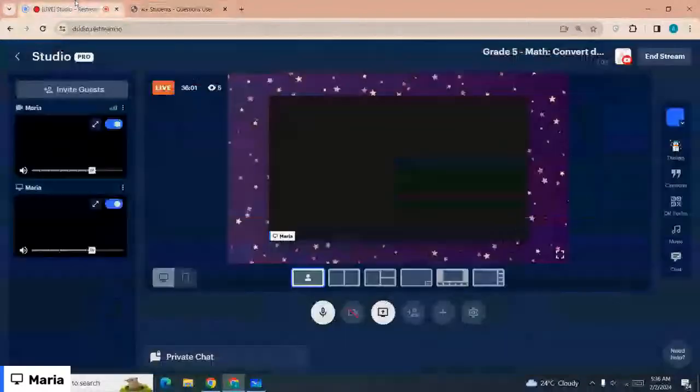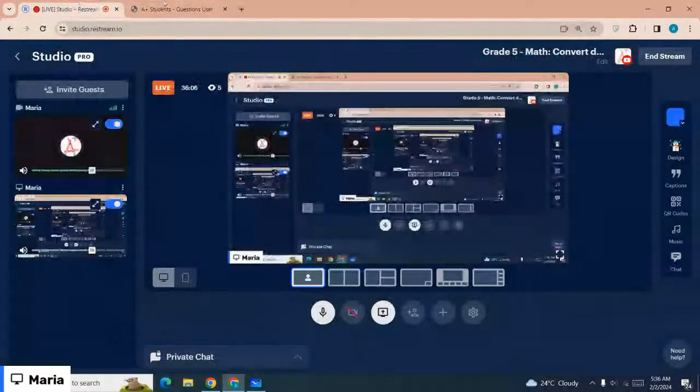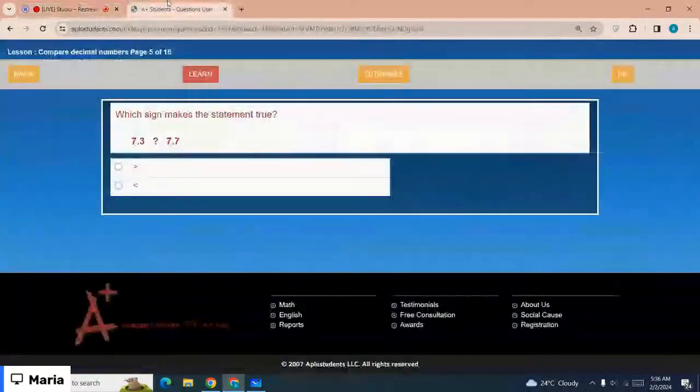7.3, which sign makes the statement true? 7.3 is greater than or less than 7.7, which is the correct option. Yes, 7.3 is less than 7.7. The correct option is less than.